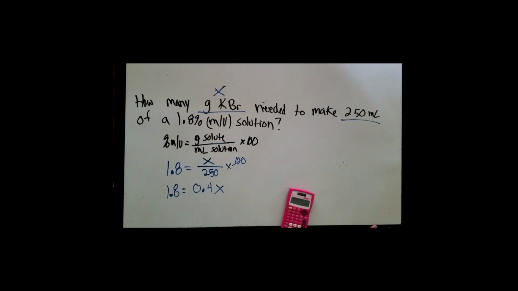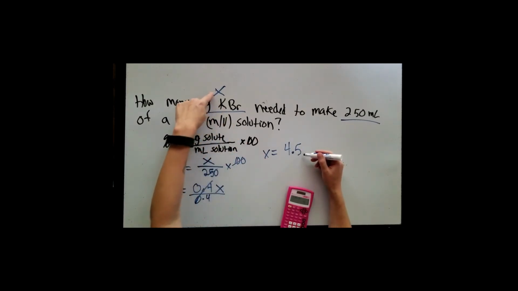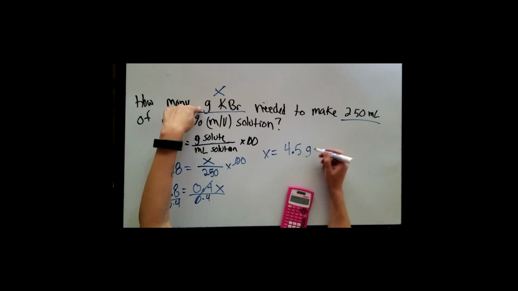Now if I want x by itself, what do I need? Divide both sides by 0.4. So x is going to equal, 0.4 cancels on that side. On the other side, to get x, I take 1.8 divided by 0.4, and I get 4.5. Now what was x again? Grams of KBr.